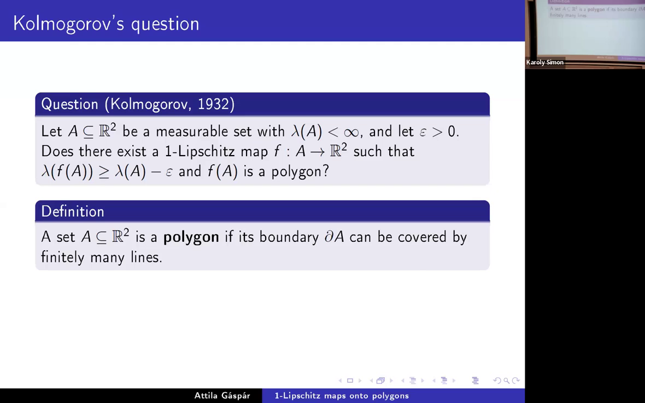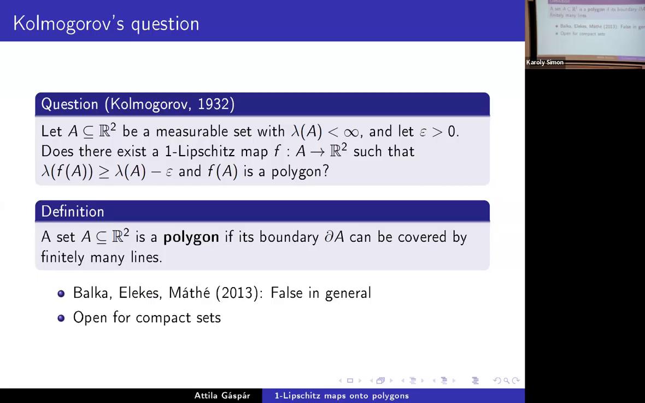This problem is also related to the question of Lotkovich that Tamás mentioned earlier. If the answer is positive to this question for a set, then it is also positive for the question of Lotkovich. Unfortunately, this is not possible in general. It was shown by Balkayakis and Máté that there is a counterexample. In fact, there is an open and simply connected counterexample. However, if the set is restricted to be compact, then this is still open.